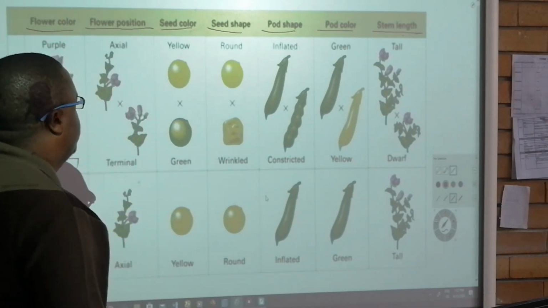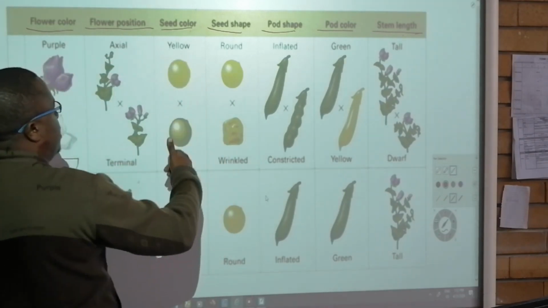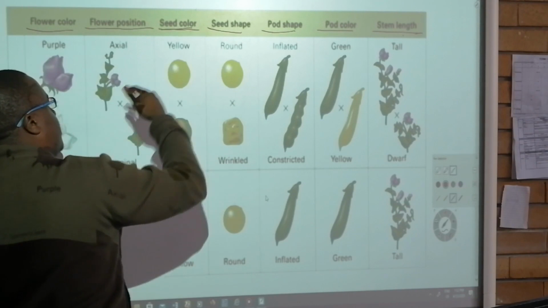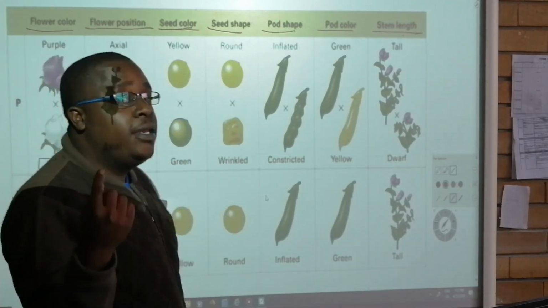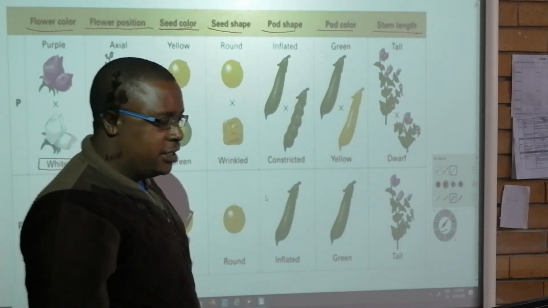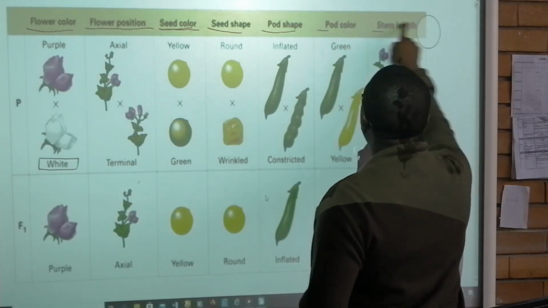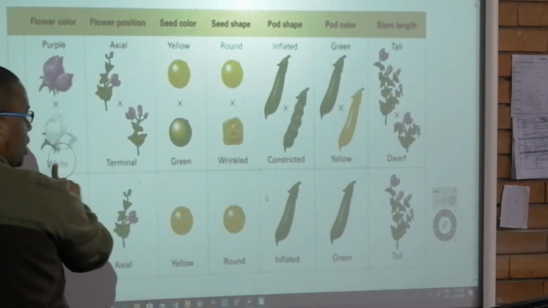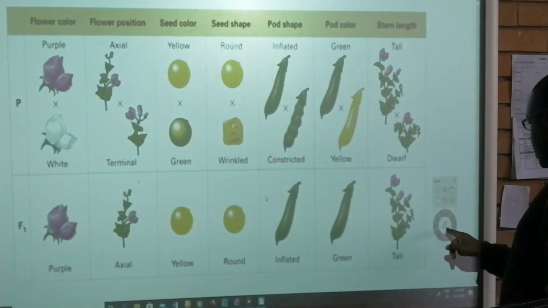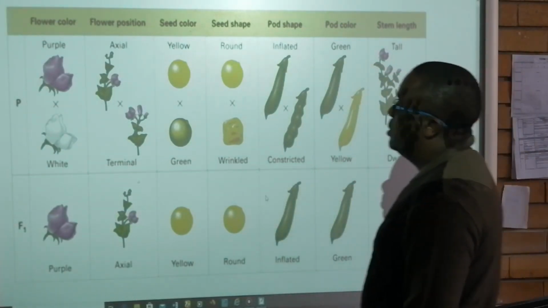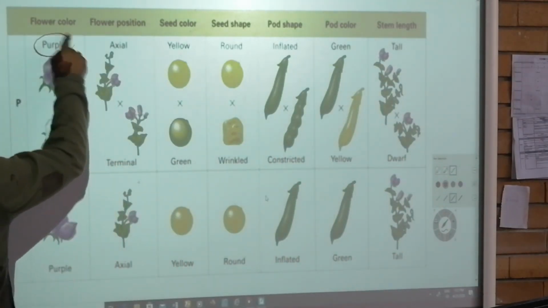Now listen to this. For any gene here, if you look at seed color, the gene pair for a particular pea plant, let's make a pea plant. Maybe that will help us to go on. Let's make a pea plant of our own. Our pea plant has purple flowers.